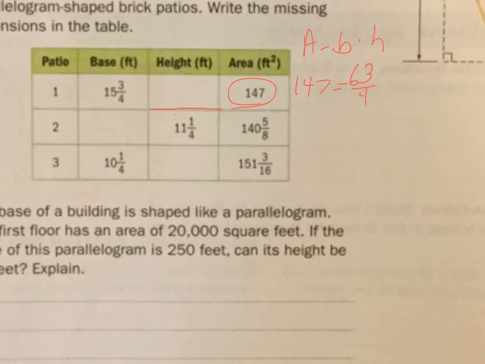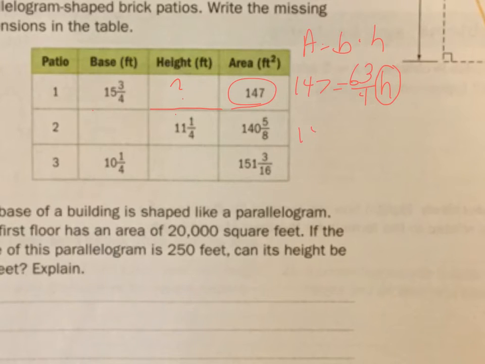And then I don't have my height. That's h. So now what I have to do, what is happening to this h? Well, this h is being multiplied by 63 over 4. So if it's being multiplied by 63 over 4, I want to divide it by 63 over 4. I'm going to write this a little bit different.